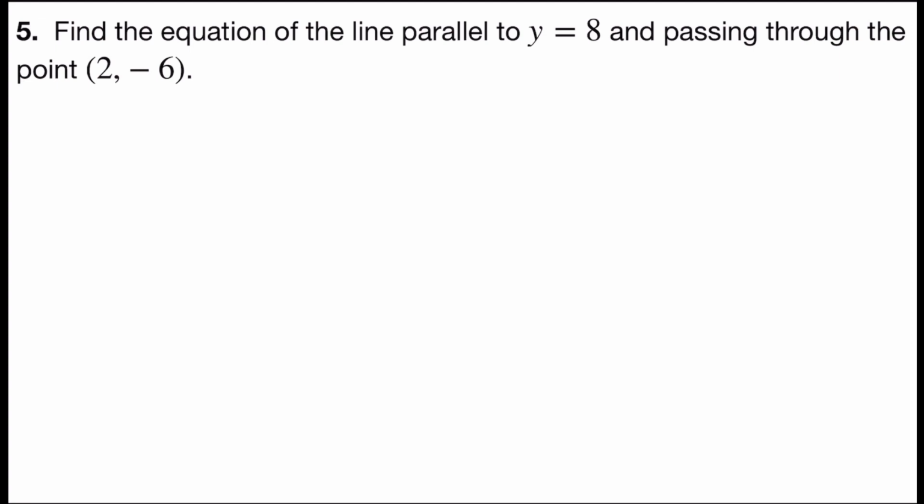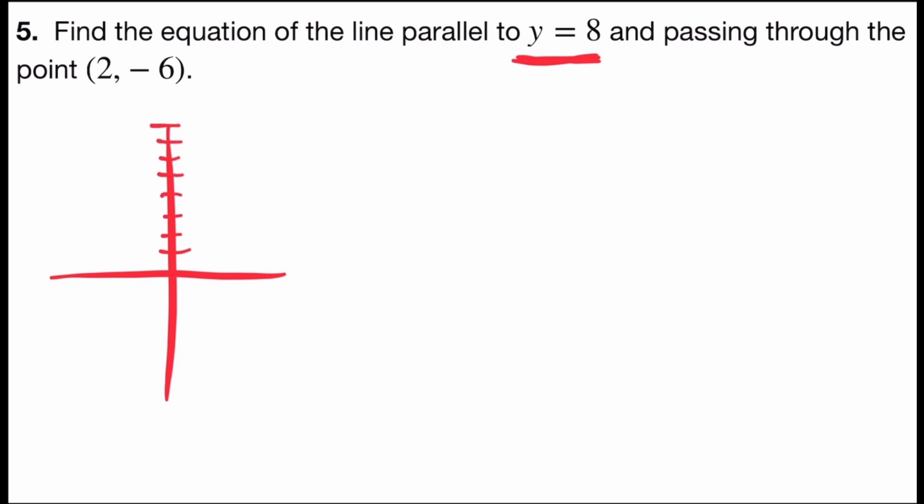Problem number 5 says find the equation of the line parallel to y equals 8 and passing through the point (2, negative 6). So this problem is a little different because y equals 8 is a horizontal line. We can use a graph to visualize this by drawing the line y equals 8, which is a horizontal line. All horizontal lines are parallel to one another.